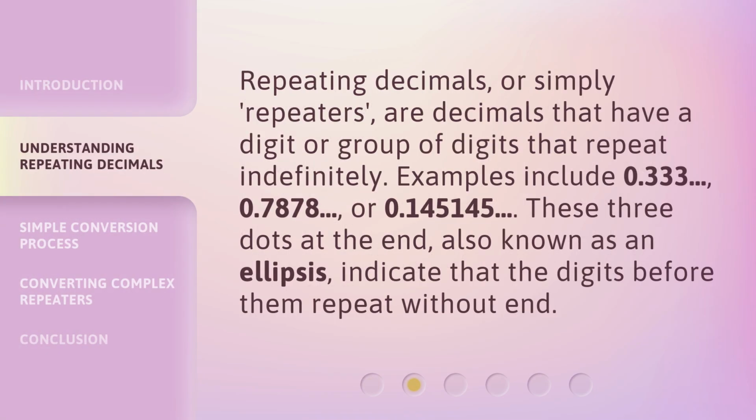Repeating decimals, or simply, repeaters, are decimals that have a digit or group of digits that repeat indefinitely. Examples include 0.333..., 0.7878..., or 0.145145.... These three dots at the end, also known as an ellipsis, indicate that the digits before them repeat without end.